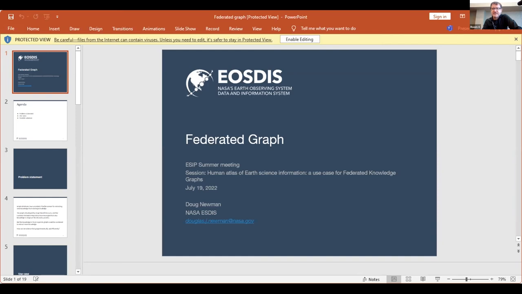So the problem statement. Within EOSDIS, we've achieved a level of success in extracting new knowledge from existing knowledge, as you were alluding to earlier, utilizing graph databases. Use case.